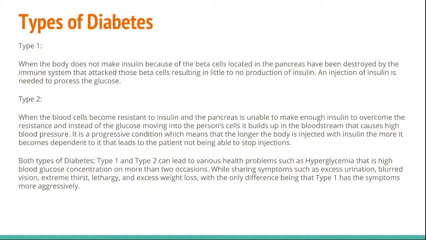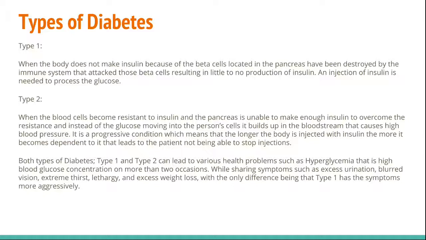Type 2 diabetes is when the body's cells become resistant to insulin and the pancreas is unable to make enough insulin to overcome the resistance. Instead of the glucose moving into the person's cells, it builds up in the bloodstream, which causes high blood pressure. It is a progressive condition, which means that the longer the body is injected with insulin, the more it becomes dependent on it, leading to the patient not being able to stop the injections.